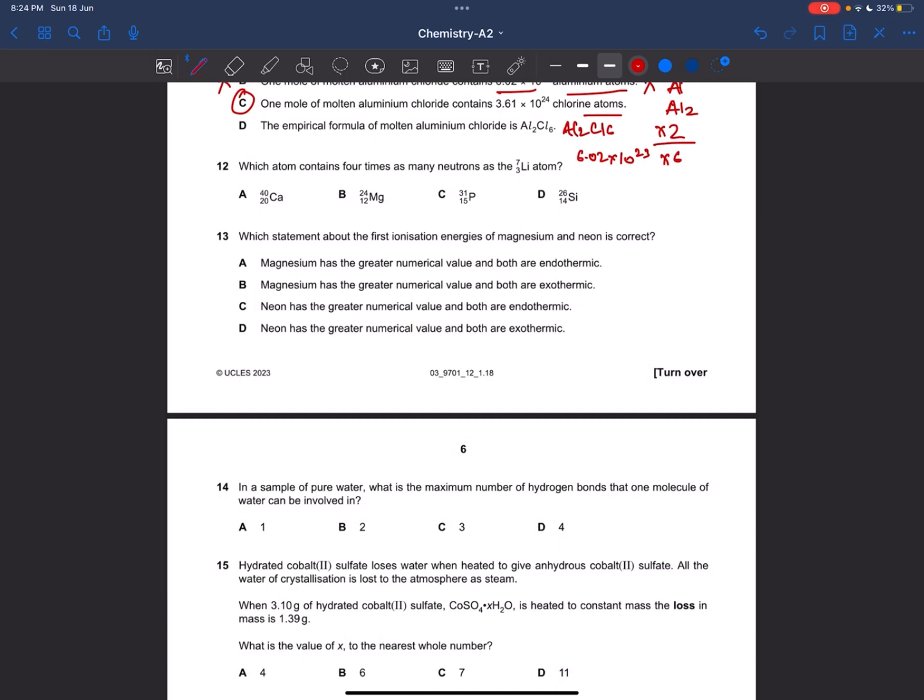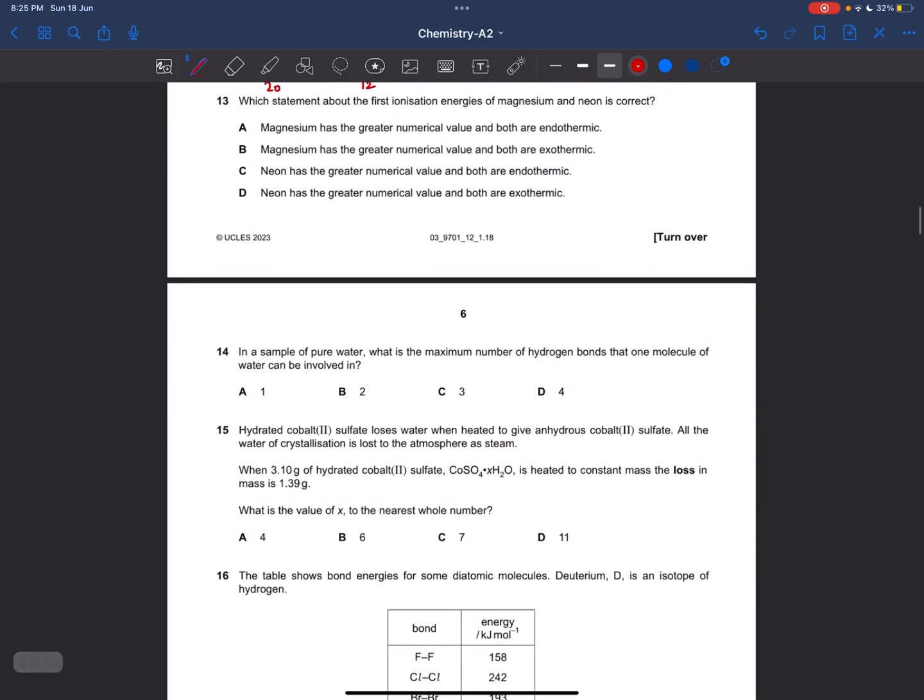Which atom contains 4 times as many neutrons as the lithium atom? If we look at lithium, the neutrons it has are 7 minus 3, which is 4, and 4 multiplied by 4 is equal to 16. So we should get the answer which has 16 neutrons. This has 20 neutrons. This is the nucleon number, this is the proton number, so if we subtract, we get the number of neutrons. 24 minus 12 would give 12, but this is not matching. 31 minus 15 would give 16. So C is the correct option.